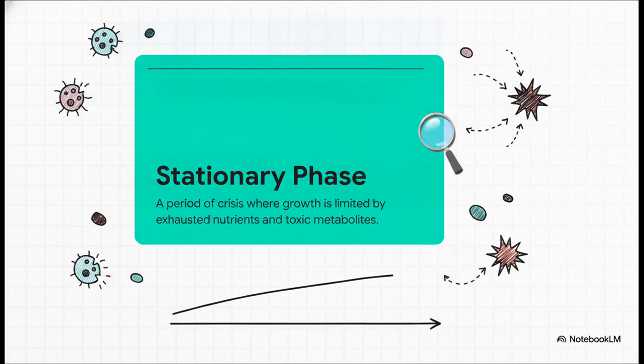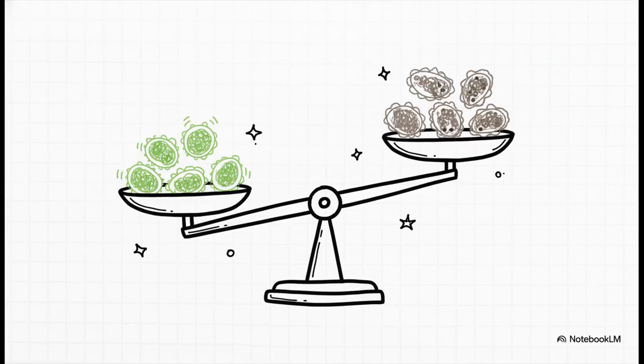Eventually they hit the stationary phase. Think of this as a true period of crisis for our microscopic civilization. Growth is severely limited because all the available nutrients in the environment are completely exhausted. And to make matters worse, toxic waste products and sometimes even naturally produced antibiotics begin to build up all around them. Now here's a really fascinating detail.